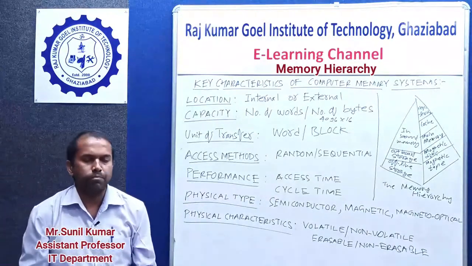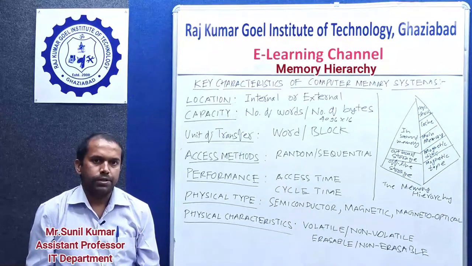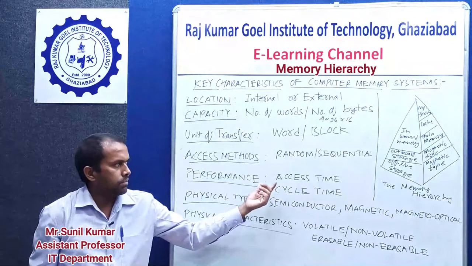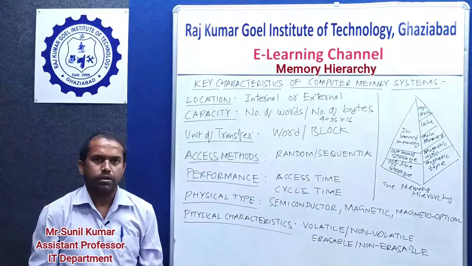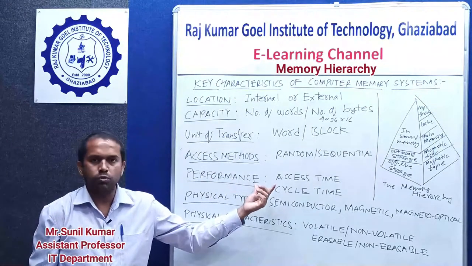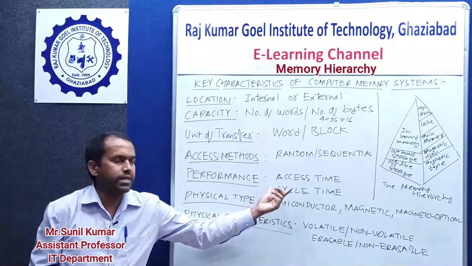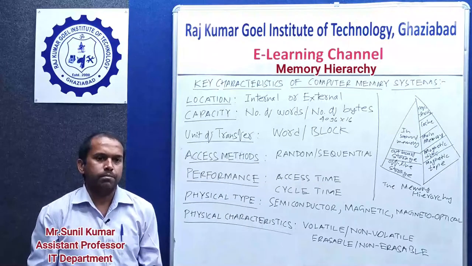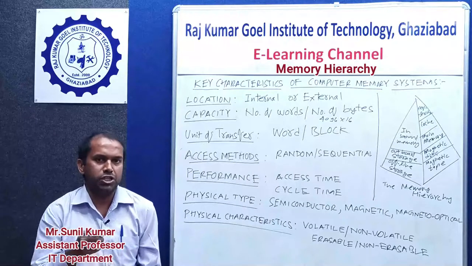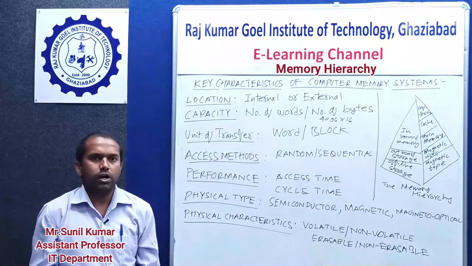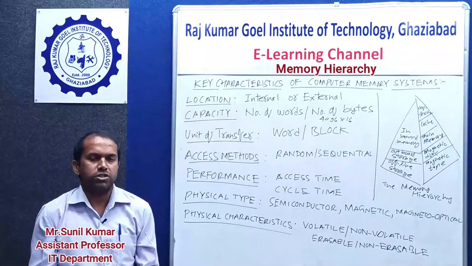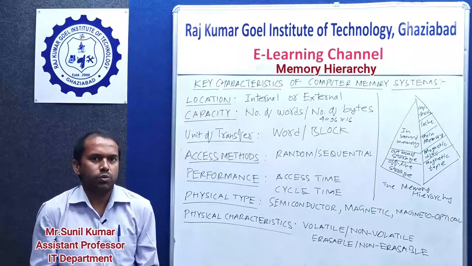Next is performance. Performance of memory system can be described by two parameters. One is access time and another is cycle time. In some books you will see that it is written as memory access time or memory cycle time. So what is access time? Access time is the time between when one operation has been initiated and when a control signal for the completion of that memory function has been received. This is known as access time.